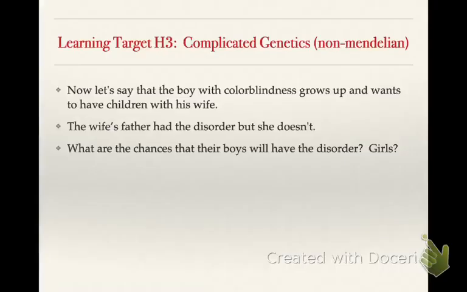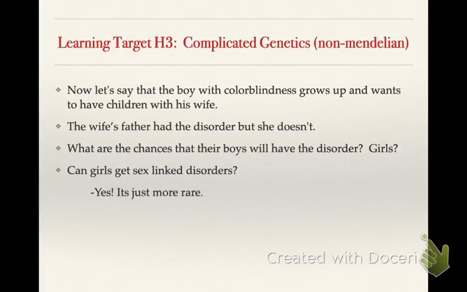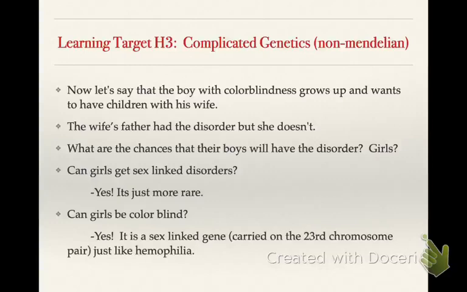Good? All right. So, can girls get sex-linked disorders? They definitely can. They just have to pick up 2 broken copies rather than just the 1 broken copy it would take to give a guy a sex-linked disorder. So it's far more rare. Can girls be colorblind then? Colorblind is a sex-linked trait. So can you come across a colorblind girl? Yeah, you can. It would just be really rare.